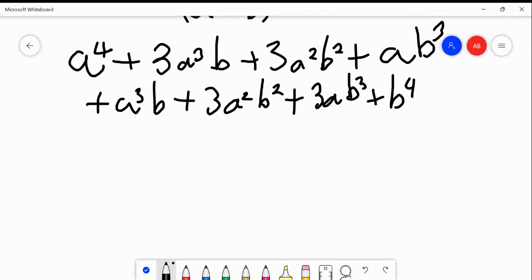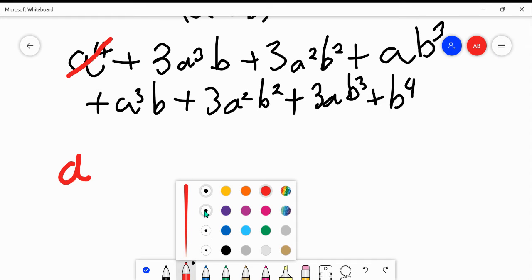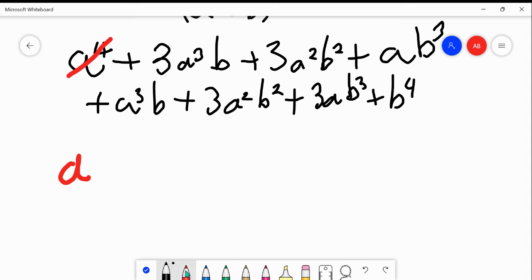To simplify, I'm going to mark out the like terms. Hang on, let me just rewrite this a to the 4 again. Now I'll use red. So red is our current color. So a to the 4, we'll just copy that as it is.